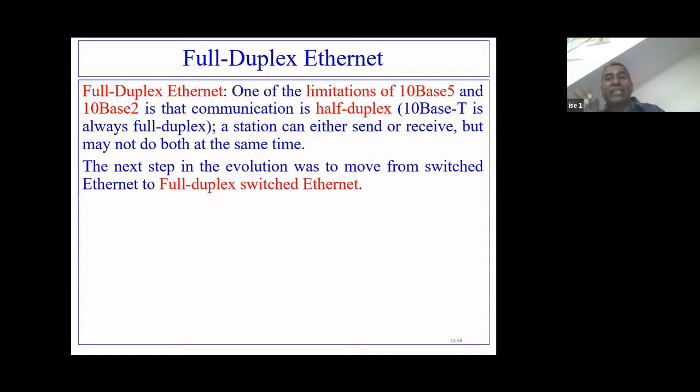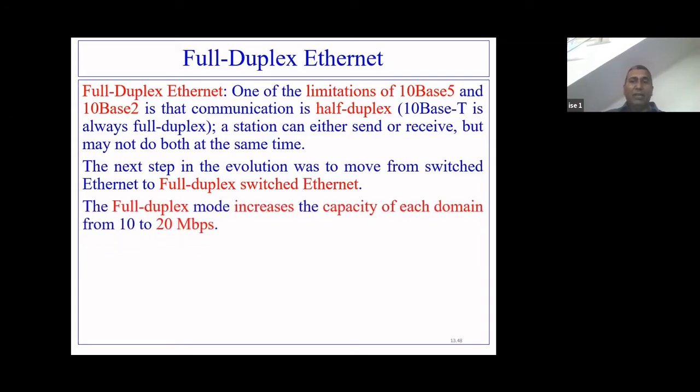And 10 base T, twisted pair cable, always had full duplex communication. Full duplex communication means separate cables were there for receiving the data and sending the data. So here, full duplex switched Ethernet was the next development, and the capacity of each domain was raised. I mean to say, bandwidth was raised from 10 Mbps to 20 Mbps.